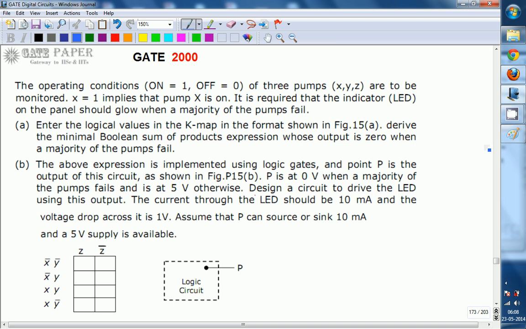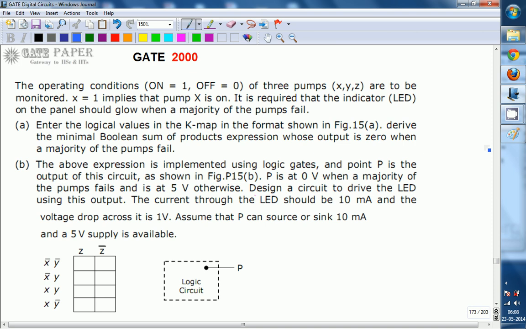On implies nothing but 1, off implies nothing but 0. So for example, x is equal to 1 implies the pump is on, and x is equal to 0 is nothing but the pump is off. And it is required to indicate with an LED on the panel that should glow when a majority of pumps fails. Whenever the majority of pumps fails, the LED should glow.